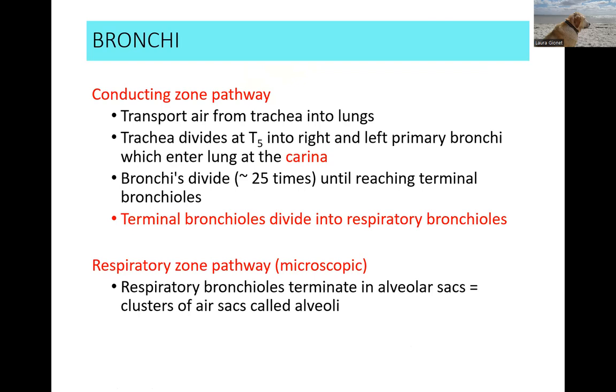It branches down about 25 times until it reaches the terminal bronchioles. Terminal bronchioles divide into respiratory bronchioles. At that point, those respiratory bronchioles are now part of the respiratory zone. They're microscopic. Respiratory bronchioles terminate in the alveoli or the alveolar sacs, clusters of air sacs called alveoli. They look like a stalk of grapes, and the grapes are actually the alveoli. The stalk would be parts of the conducting zone.